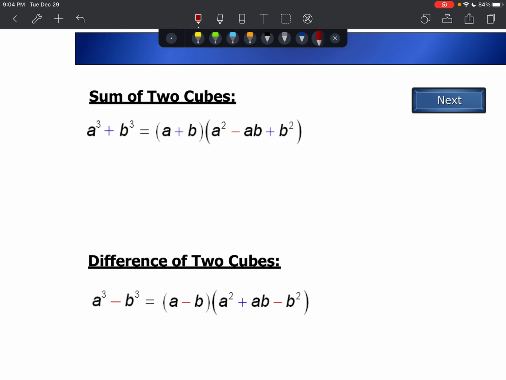Unlike the sum of two squares that is not factorable, irreducible, prime, we can factor the sum of two cubes. We can also factor the difference of two cubes, and there's a formula. Once you recognize that you have cubes that you're adding together, so a cubed is a cube of a, b cubed is a cube of b, that's going to allow you to write a binomial and a trinomial. The a and the b will fall into place right here.